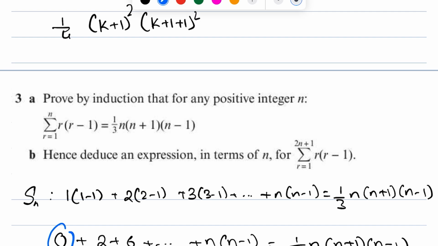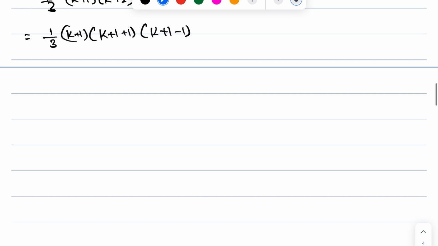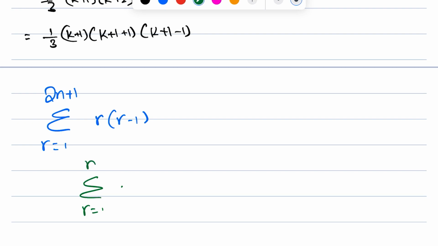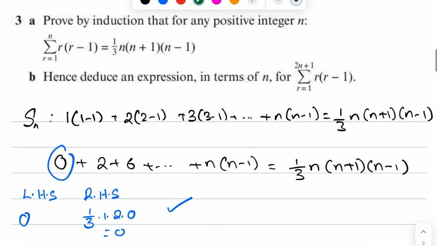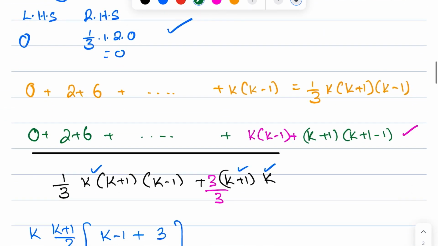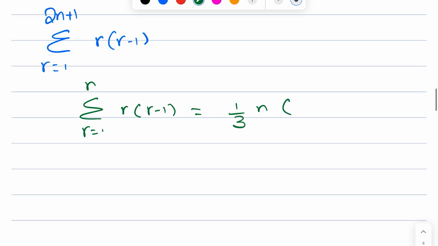Coming to part B, hence deduce sigma r equals 1 to 2n plus 1 of r times (r minus 1). So we have cleared that formula, sigma r equals 1 to n of r times (r minus 1). The formula we have proved is 1 upon 3 times (n plus 1) times n times (n minus 1). Now this formula is still in n, but I have to use n plus 1.